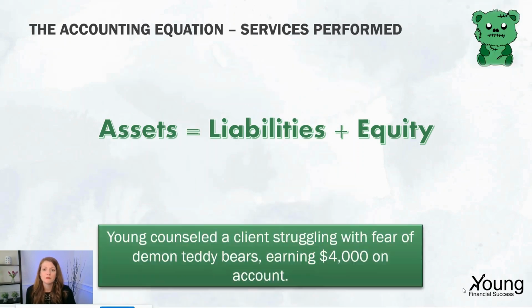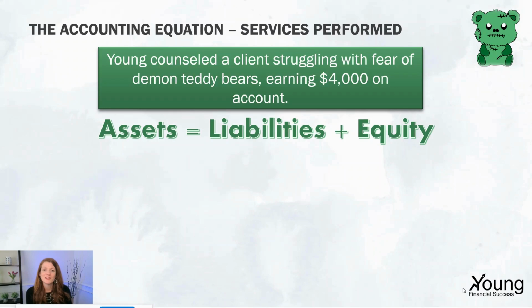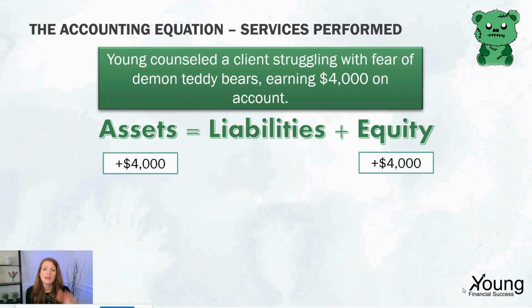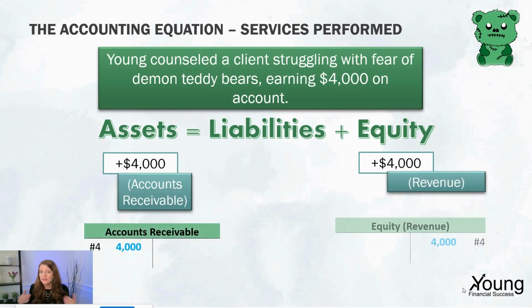All right, remember this one? Young counseled a client struggling with the fear of demon teddy bears, earning $4,000 on account. So again, they have $4,000 that they have earned. So they're going to go ahead and show it in equity, which is going to be our revenue. But we haven't gotten the cash yet because it says on account. So that would be accounts receivable for us, because we are the ones that are entitled to receive this money.